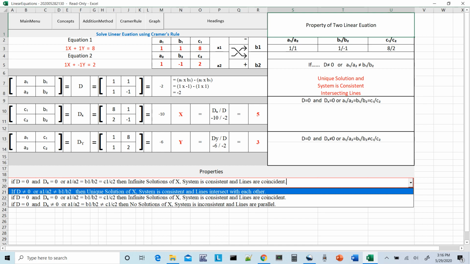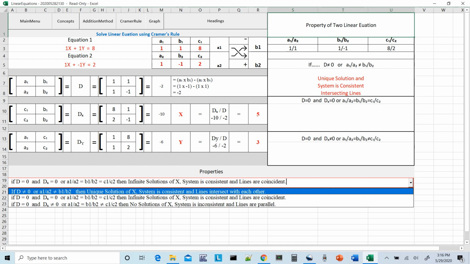Okay, again let's repeat. If d is not equal to 0 or a1 upon a2 is not equal to b1 upon b2, then unique solution of x, system is consistent and lines intersect with each other. If d is equal to 0 and dx is equal to 0, or a1 upon a2 is equal to b1 upon b2 is equal to c1 upon c2, then infinite solutions of x, system is consistent and lines are coincident, I mean overlapping.